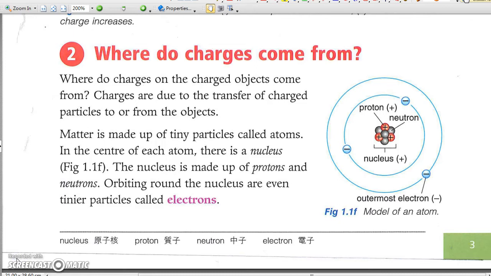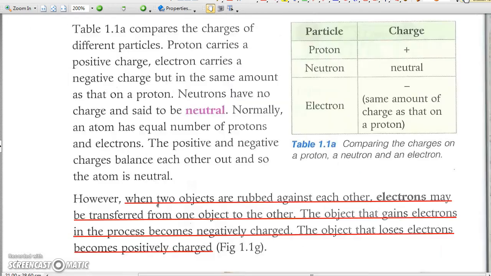Part 2. Where do charges come from? The following may be too easy for chemistry students, but still necessary for students who study no other science subject. There's conservation of energy as well as conservation of mass. Matter cannot be created, and similarly, electric charges cannot be created.